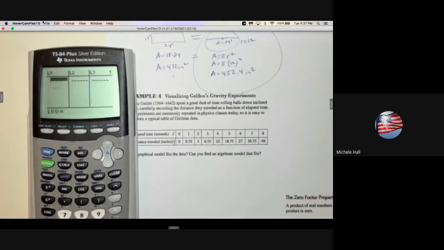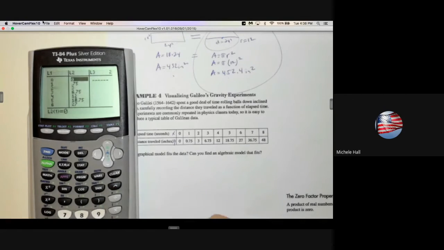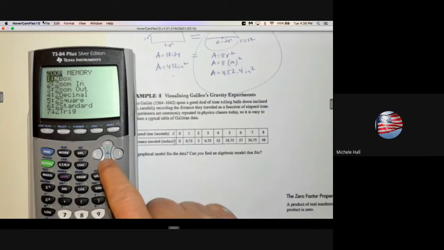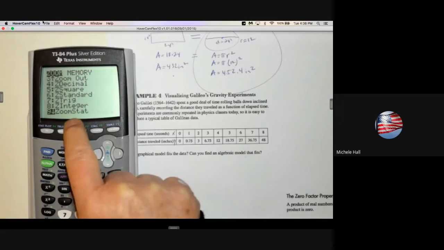That will be 0, 1, 2, 3, 4, 5, 6, 7, and 8. List 2: 0, 0.75. All right, the first thing that I need to do is hit zoom 9 for zoom stats. Zoom 9 is zooming in on your stats, number 9.